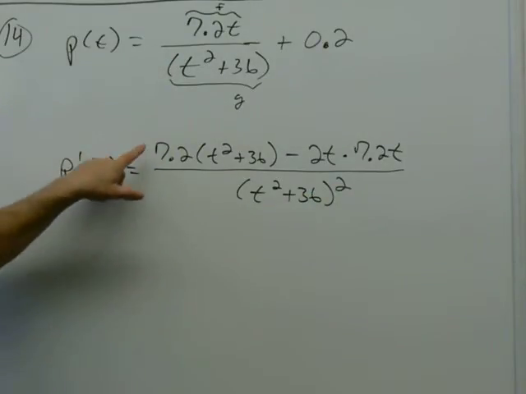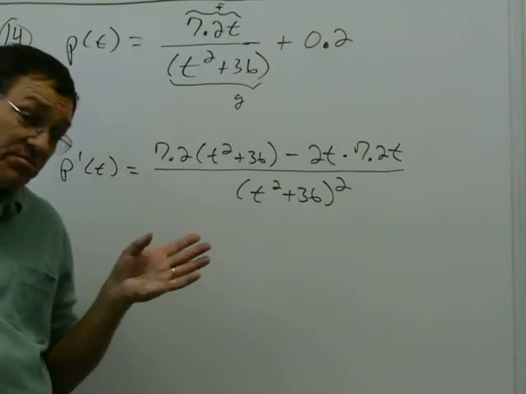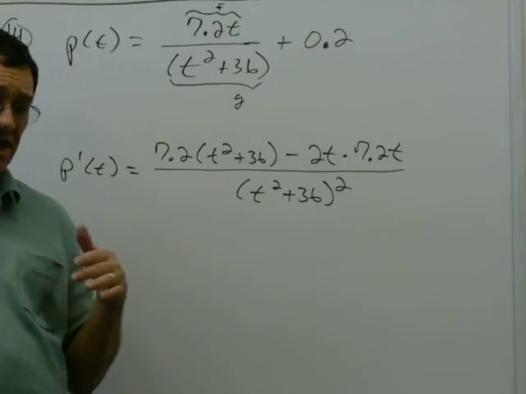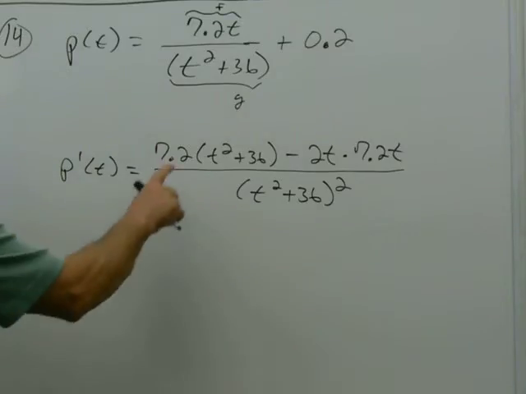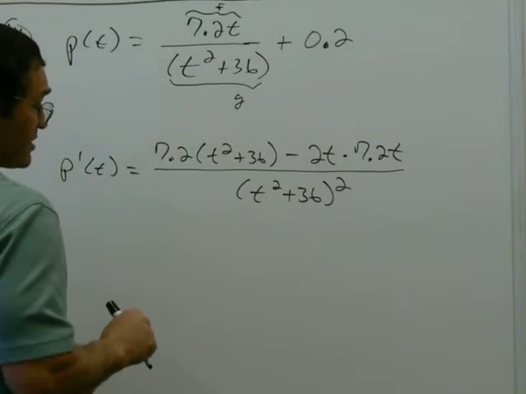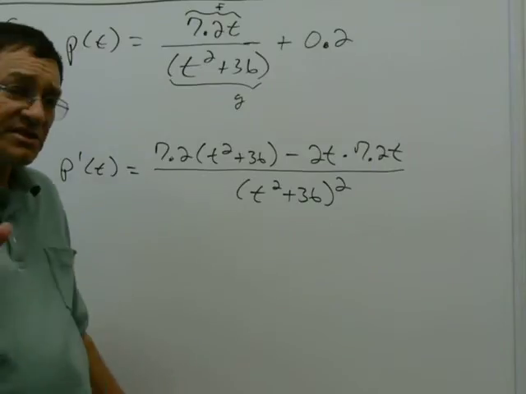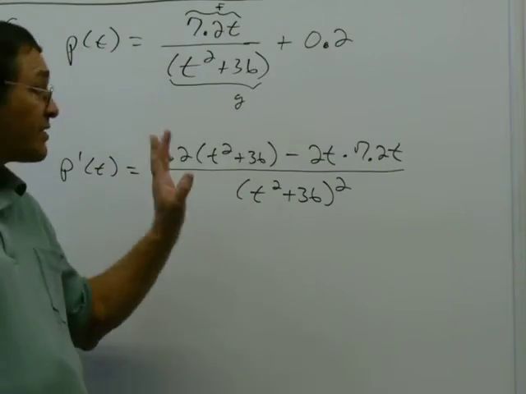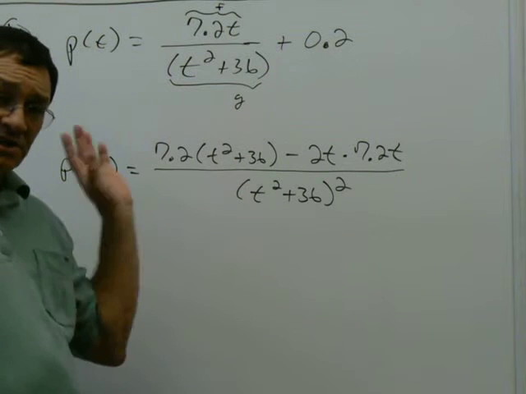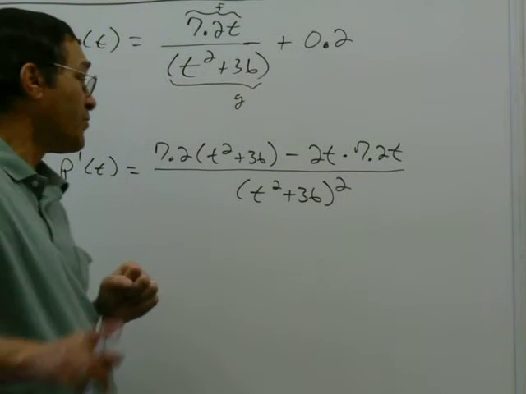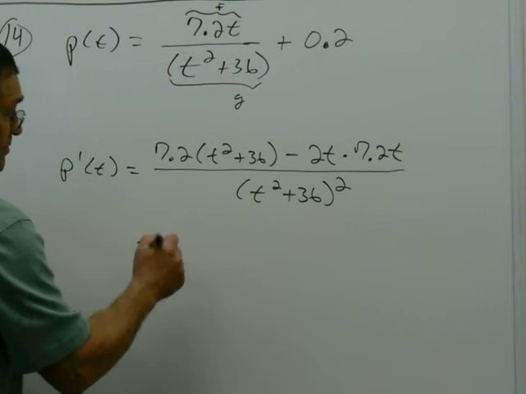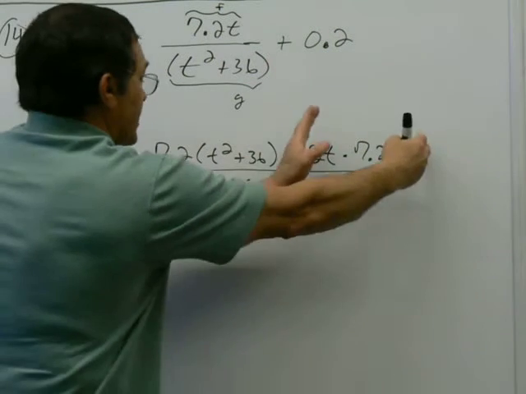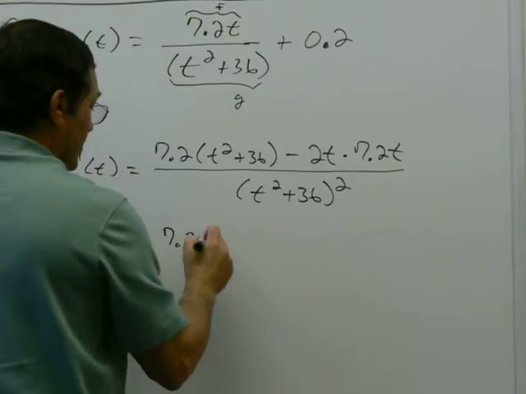I need to simplify this a little because I'm going to end up setting this equal to 0 and solving to find critical points, points that are potential maximums or minimums. Now, there are two things you can do. I can multiply the 7.2 here times everything here, and then combine all my like terms. But there's an easier way. What I'm going to do is factor 7.2 out of this term and out of this term. That would give me this.